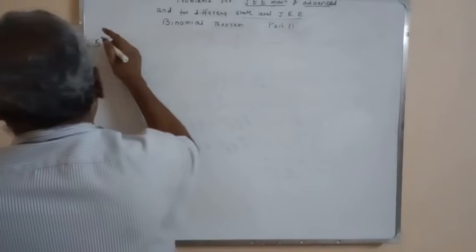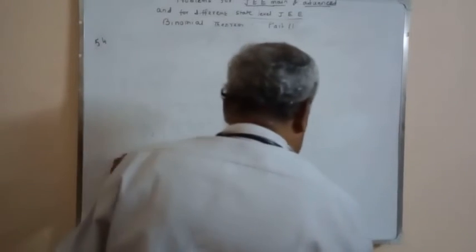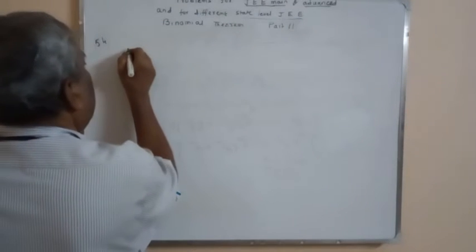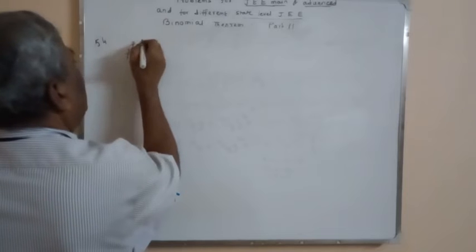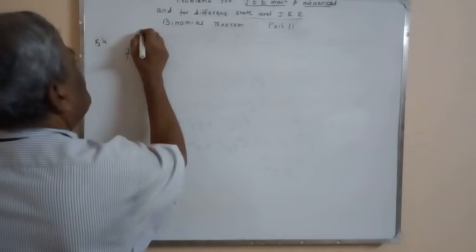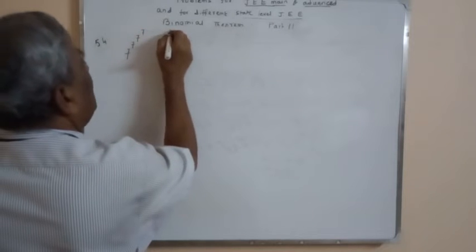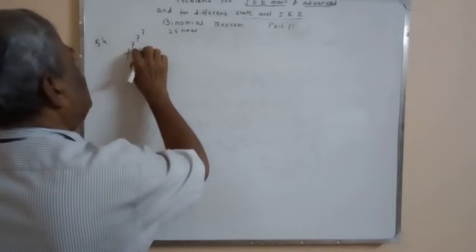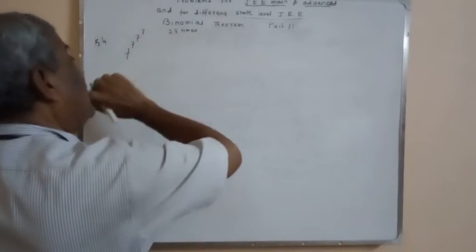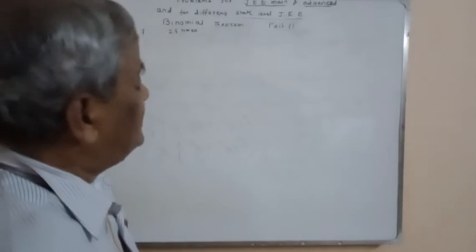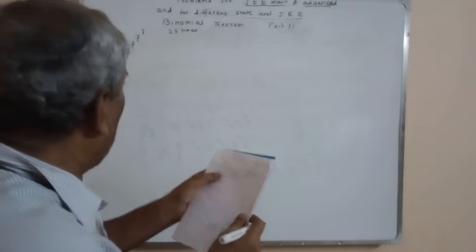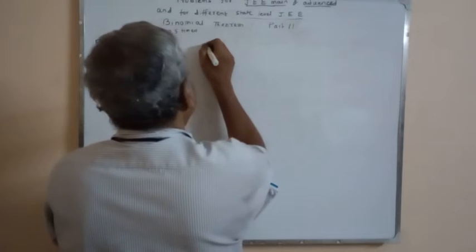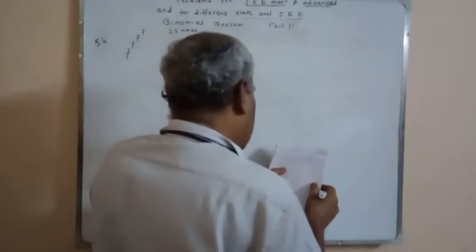Next, problem number 54, and the problem is: find the remainder when 7 to the power 7, this to the power 7, this to the power 7, this way 25 sevens in power, is divided by 48.